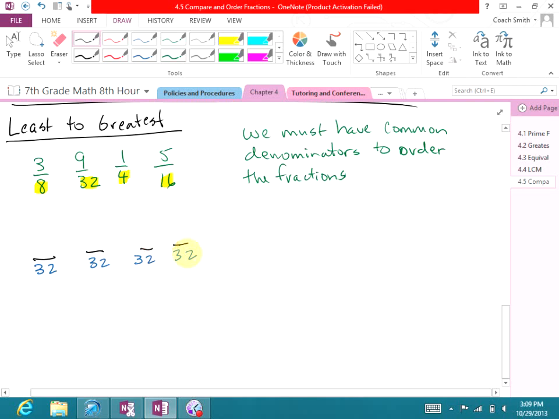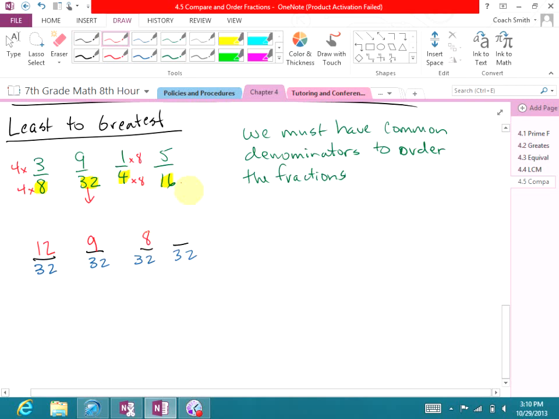Okay? Now, what did we do to 8 to make it 32? What do you have to multiply 8 by to get 32? By 4. 4 times 3? 12. So it's 12 over 32. 32, we didn't have to do anything to, so I just bring down the 9. What did we do to the 4 to make it 32? Times 8. Do the same thing at the top, makes it 8 over 32.